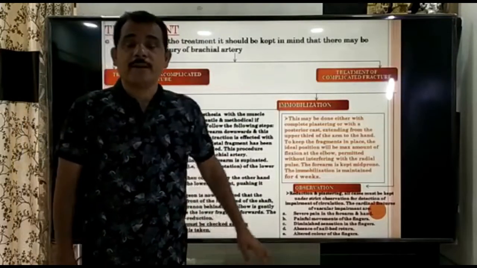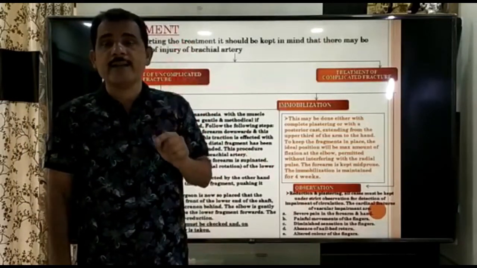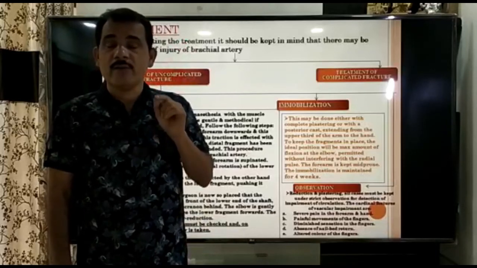Sometimes it may need open reduction in rare cases of T or Y fracture.